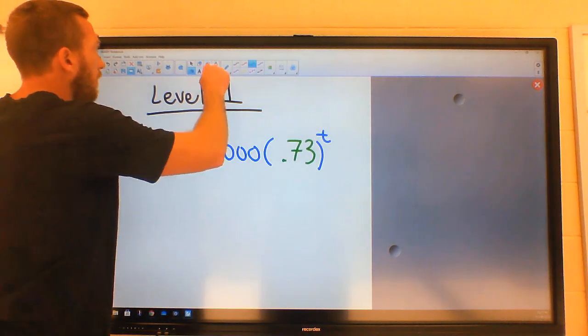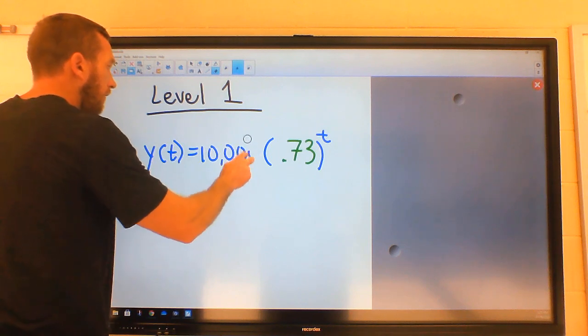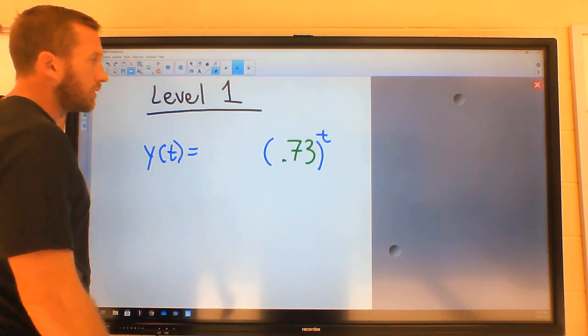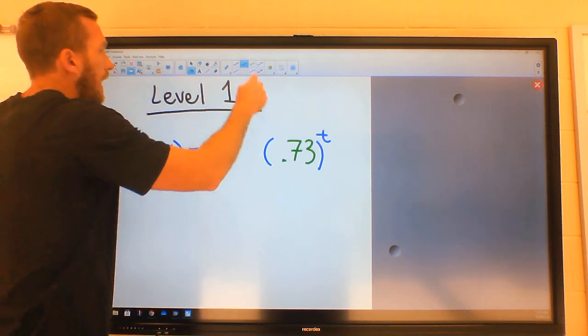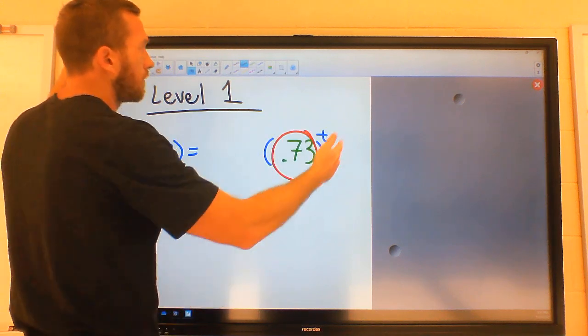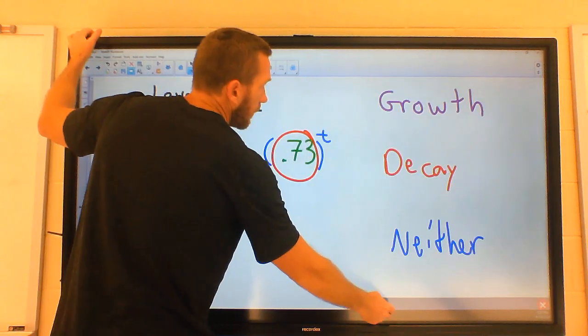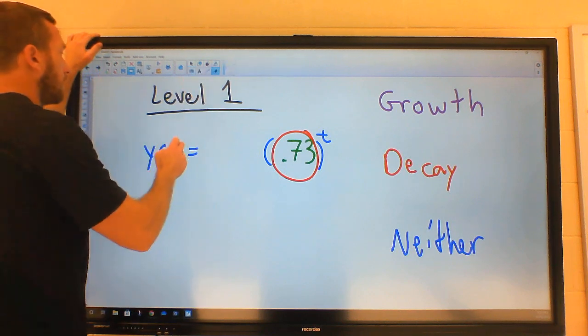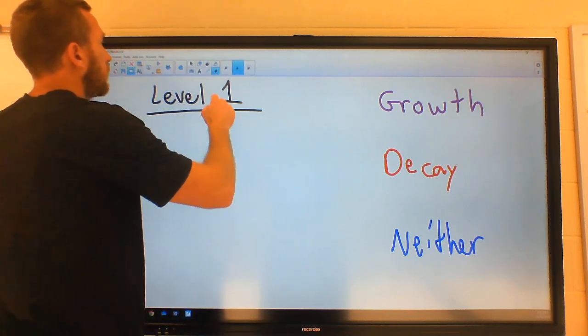Okay? So building off that knowledge, what if this was not there? Well, that's okay, it wouldn't change the problem. What you're looking at is the base every single time to determine if it is growth, decay, or neither. So now let's get back to how these functions would look.